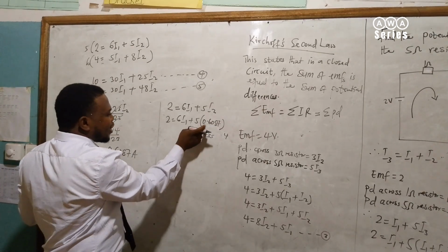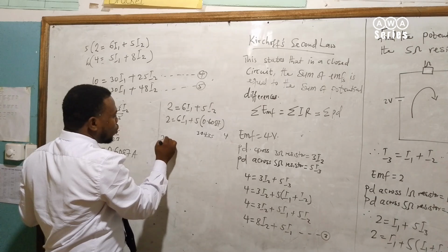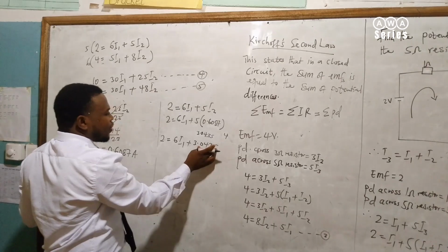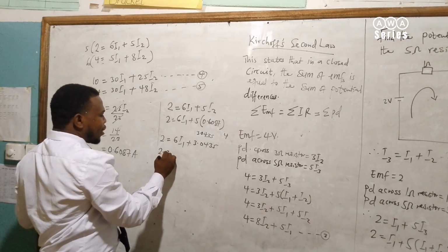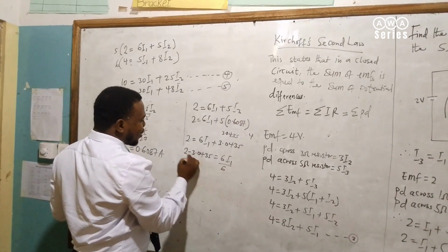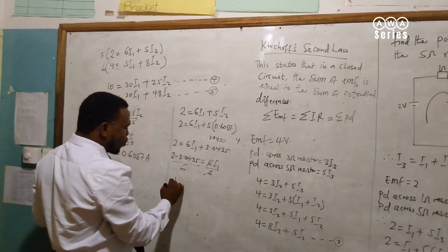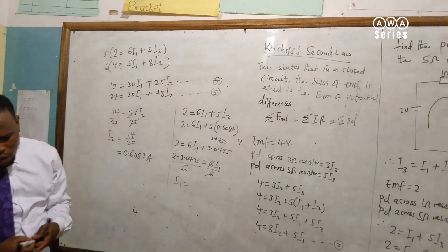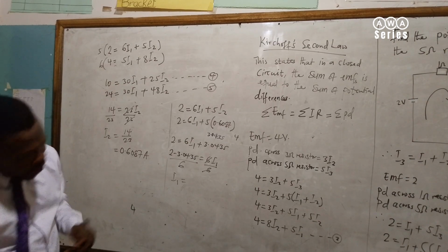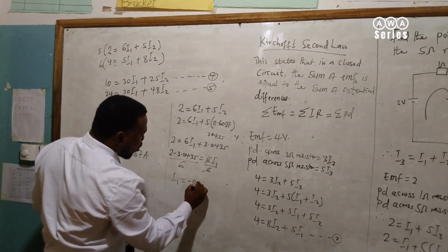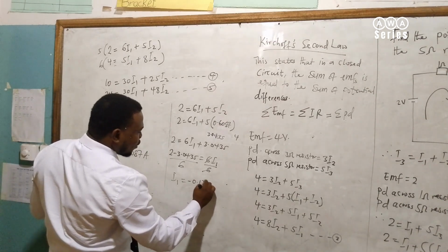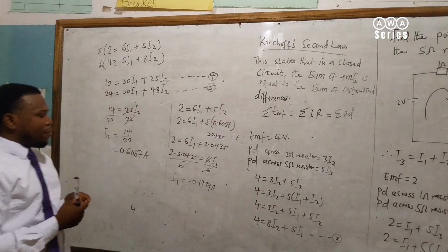Now you have 2 equal to 6I1 plus 3.0435. If you send this number here, you have 2 minus 3.0435 equal to 6I1. Divide here by 6 and here by 6. 6 will cancel 6. So I1 in the end, if you put this one on your calculator, you should get negative 0.1739 amperes. So you are done with the first one.